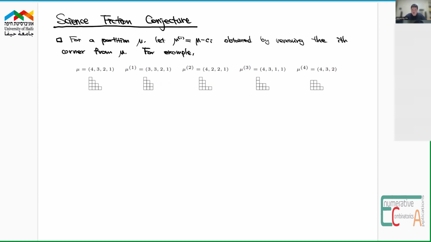To explain what the science fiction conjecture is, let me start with a partition mu. Starting from this partition mu, we remove corners one by one. If we remove the first corner, we obtain the new partition mu1. If we remove the second corner, we name it mu2. If we remove the third corner, we obtain mu3, and the fourth corner, mu4. So we obtain new partitions mu1, mu2, mu3, mu4 by deleting a corner one by one.